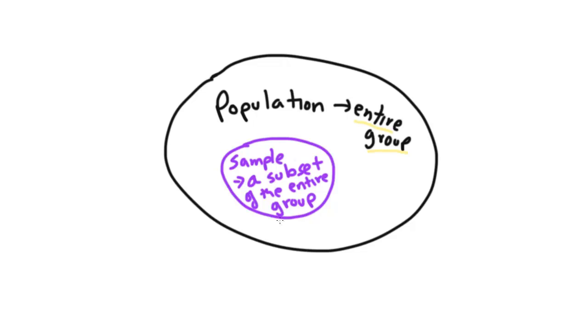Now, if you only have a subset of the entire group, that's referred to as the sample of the population. Sometimes it makes more sense just to look at the sample and not the entire population. That is, if the population is too large, then it's more effective to just look at a small sample of that population that will represent the entire population.